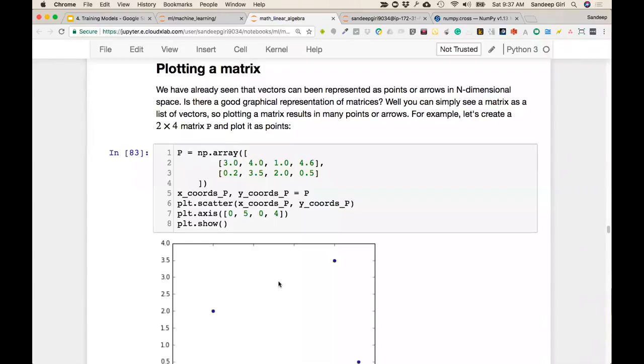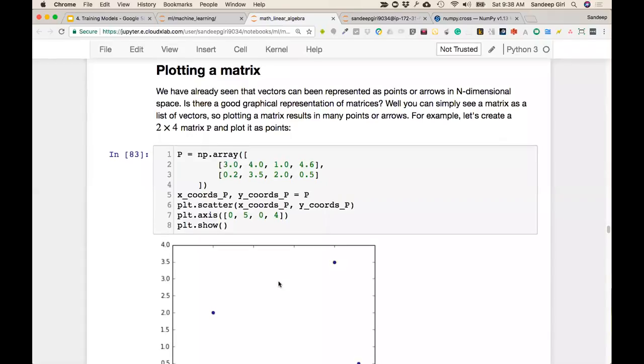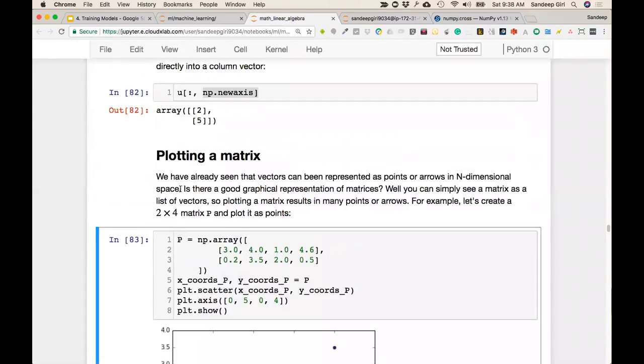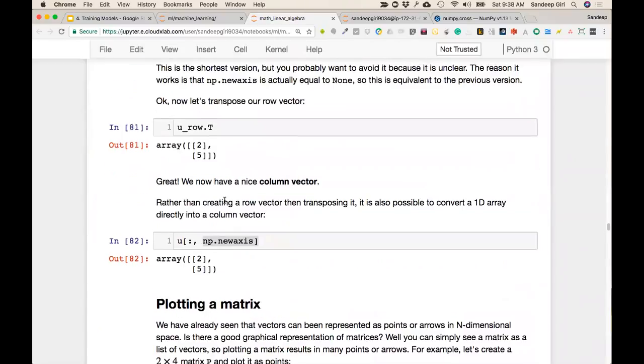We've already plotted the vectors earlier. We can in the same way plot the matrix. All right. Let me just go back and explain again.